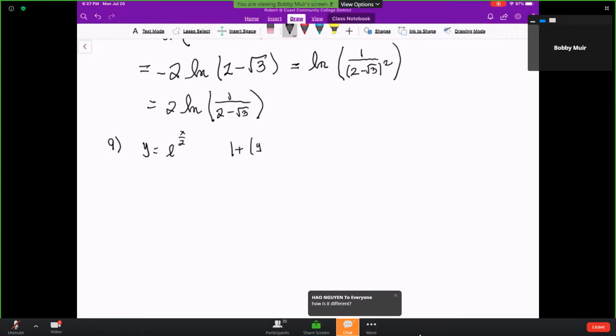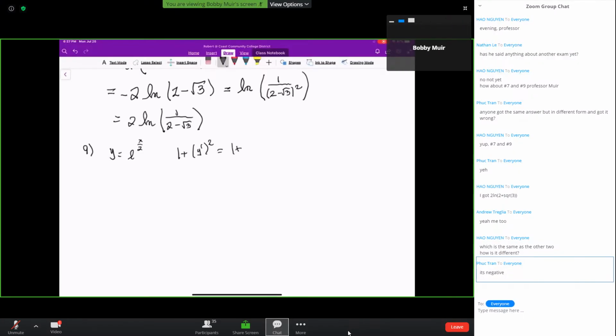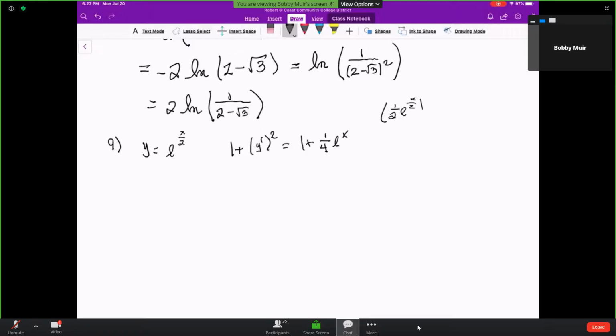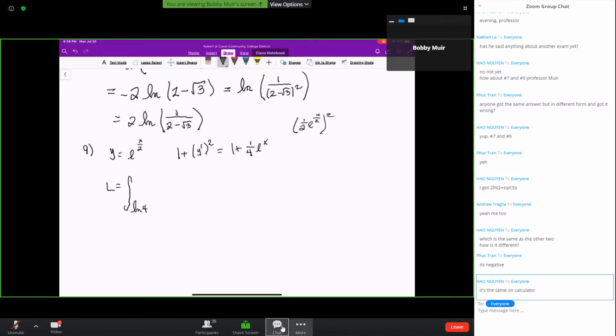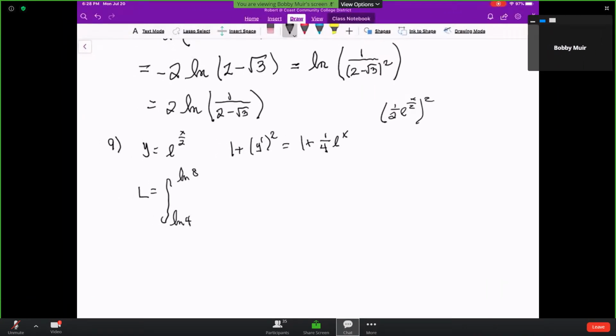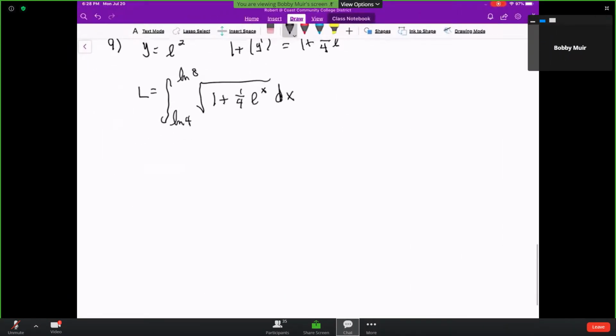1 plus y prime squared is going to be 1 plus 1 over 4 e to the x, because y prime is going to be 1/2 e to the x over 2, and if I square that, that's what I end up with. So the length is going to be the integral from the natural log of 4 to the natural log of 8 of the square root of 1 plus 1 over 4 e to the x dx. All right.